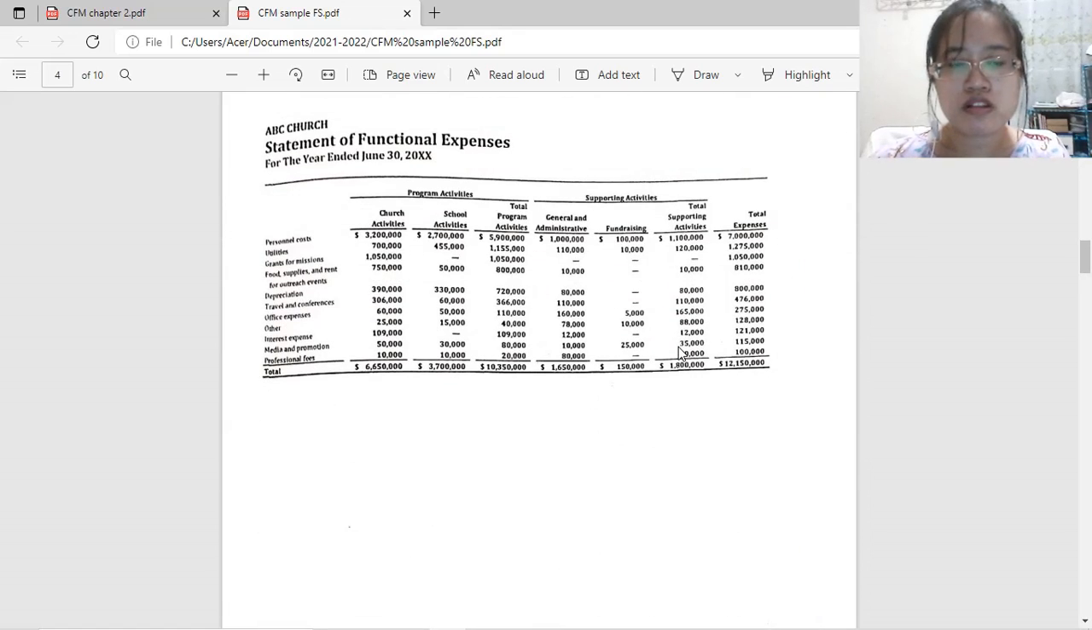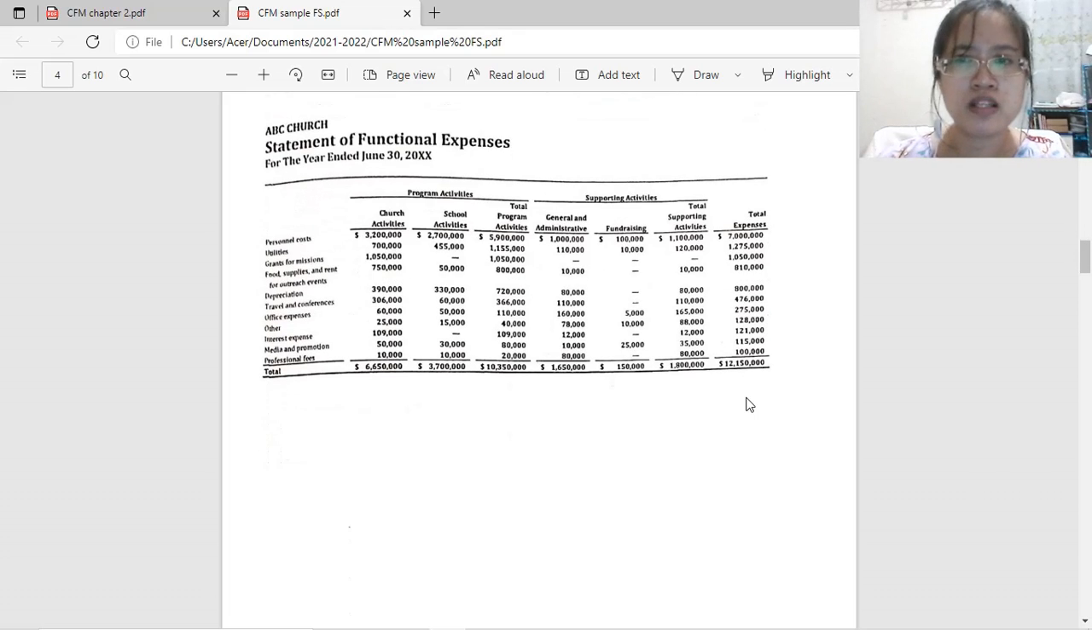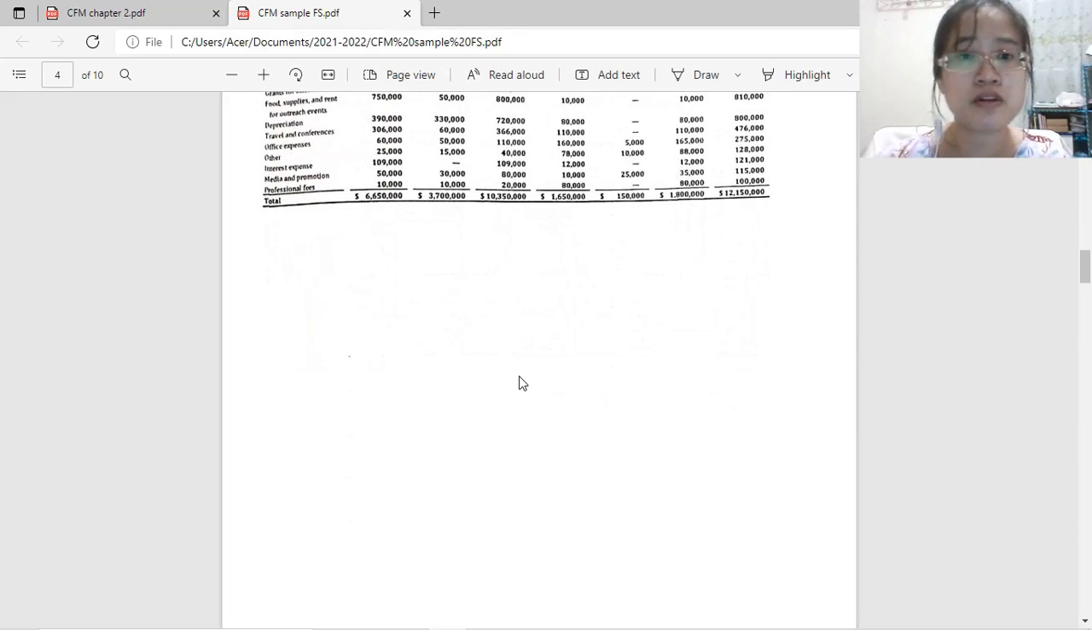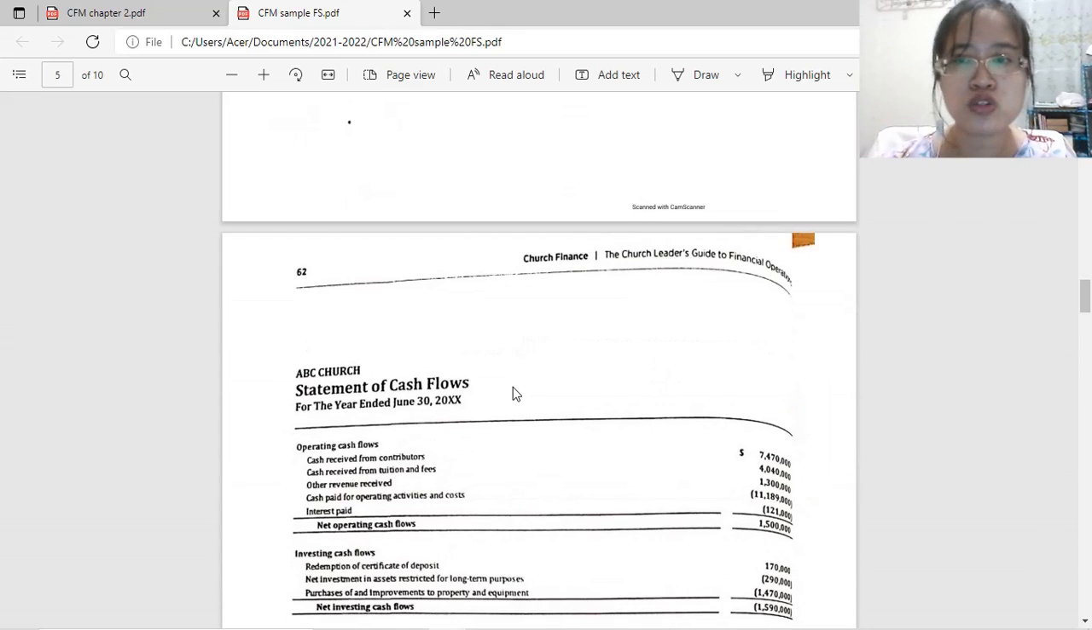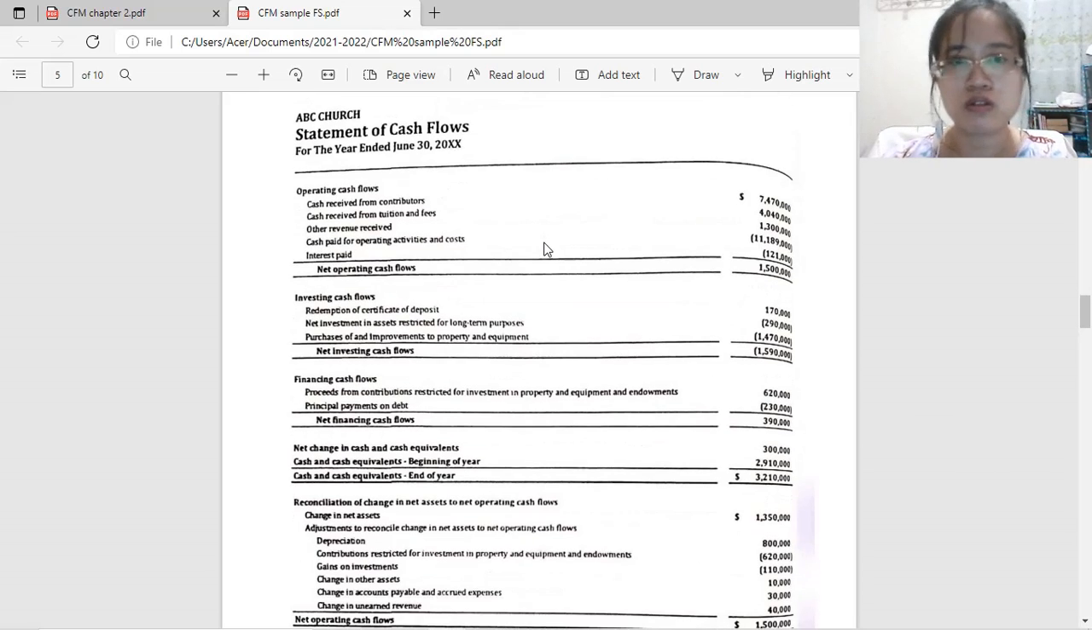Next, we have the statement of functional expenses. Essentially, these are the expenses classified into the different types of expense. Personnel, utilities, grants for missions, supplies, depreciation, travel, office expenses, others, interest expense, media and promotion, professional fees. And then normally you have church, school, total program activities, general, fundraising, totals. But in the case of GBC and BBC, there is separate accounting for two separate entities. They try not to mix up the records and the funds, which is good actually.